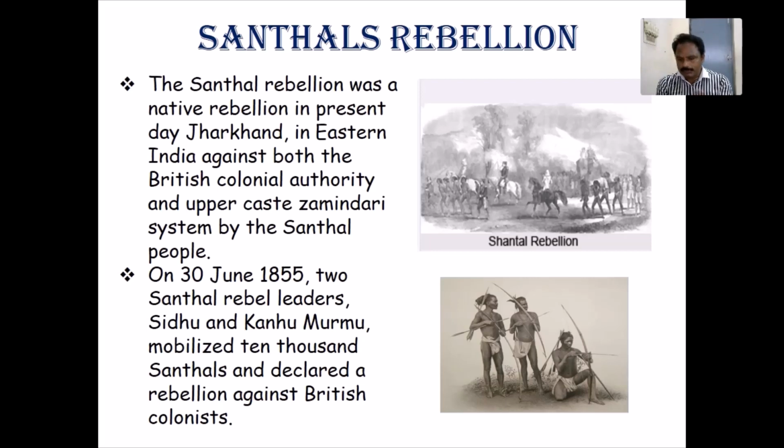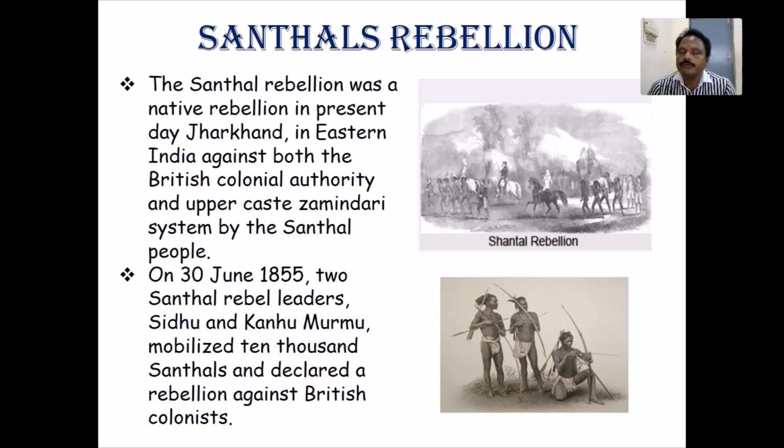Because of this injustice committed by the zamindars, the East India Company introduced a law called the limitation law. As per the limitation law, the bond which the Santals had to submit while taking a loan, the loan bond which they give to the zamindars, has a validity of 3 years. This is called the limitation law.